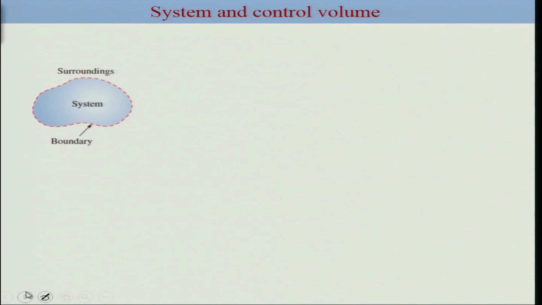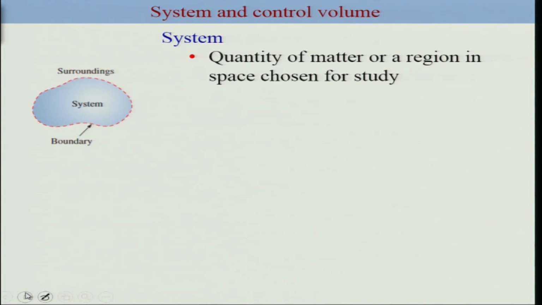The system is basically a quantity of matter or region in space chosen for a study. So the system in this case, for example, is denoted by this region covered within this dotted line, and whatever is outside the system is called the surrounding, and the boundary which differentiates the surrounding and system is called the boundary. So this dashed line is basically the boundary.